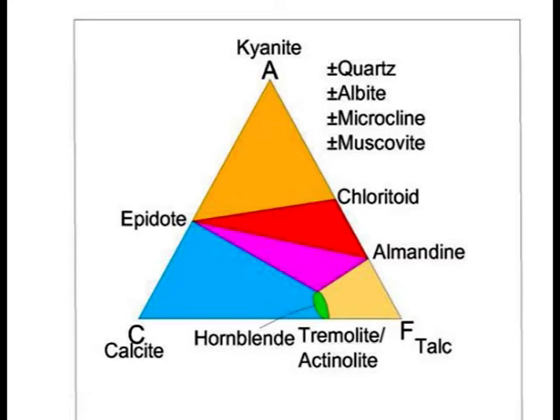First assemblage: hornblende plus epidote plus albite plus or minus quartz. Second assemblage: hornblende plus epidote plus almandine garnet plus albite plus or minus quartz.